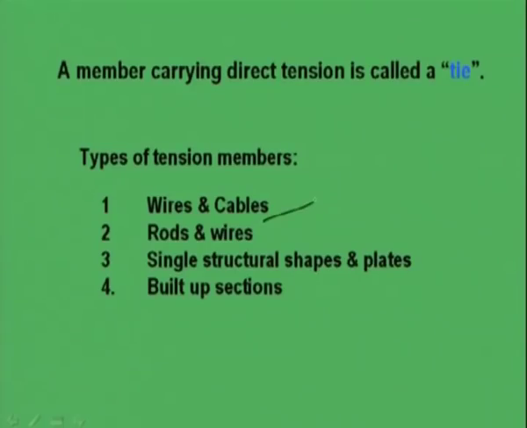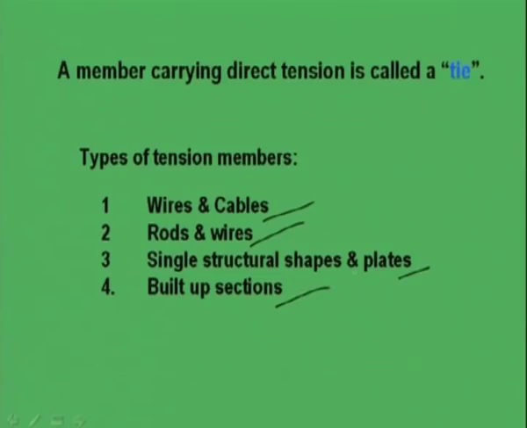We know tension members may develop in different types of industrial building structures. When earthquake load or wind load comes into a high rise structure, then a column also sometimes faces tensile stresses. So in fact in a truss, in a roof, tension members develop. These are the types of tension member, you can say: one is wires and cables, another is rods and wires, and single structural shapes, plates and built up sections.